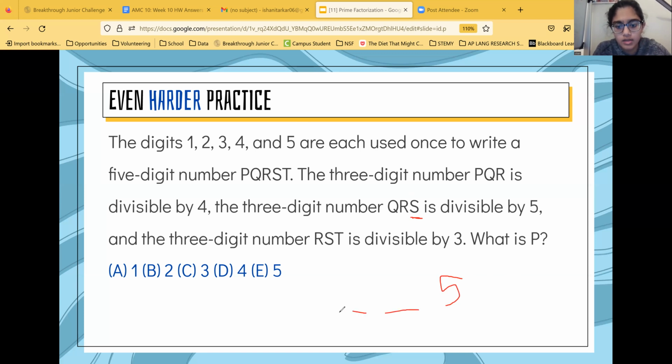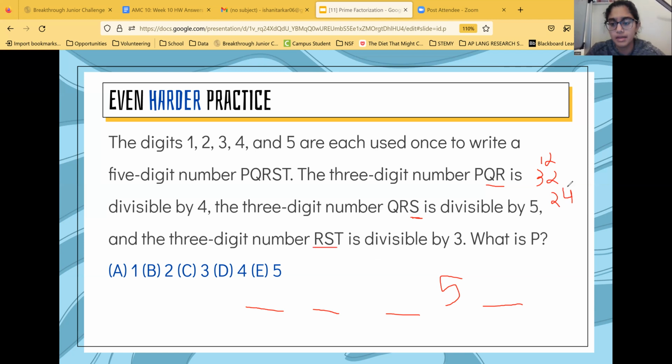So this is our number, and we know it's divisible by 5, so S is 5. Then the 3-digit number PQR is divisible by 4, so QR can be 12, 32, or 24. The reason is that to be divisible by 4, the last 2 digits have to be divisible by 4. Technically it could be 54, but since we already used the 5, it can't be used.